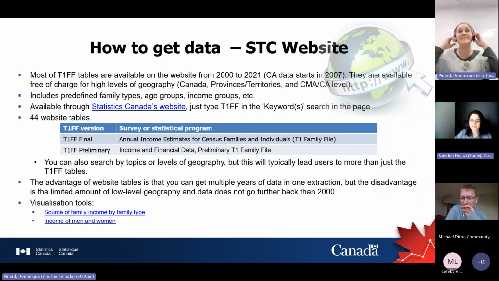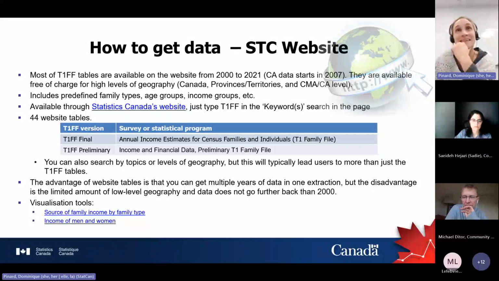So yes, I can go over how to get data with the StatCan website. As Michael mentioned, I think using the catalog from CDP might be a really good option. But if you're Googling and you're not logged on and you want to look at what StatCan does, I did put the link in the presentation to the StatCan website. And so there are two types of product available for TIF. There's the T1 family file final and the T1 family file preliminary. For each of them, there's a specific name to it that's used in the StatCan website.